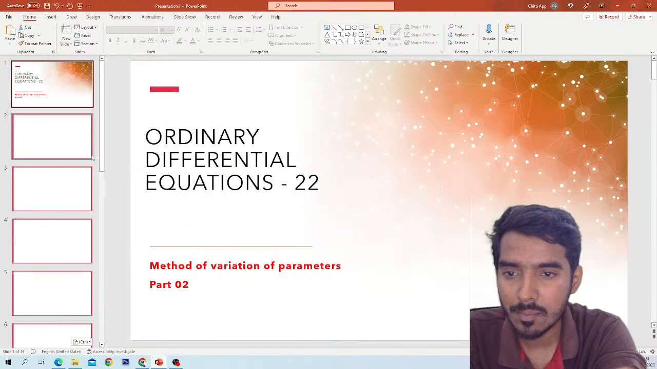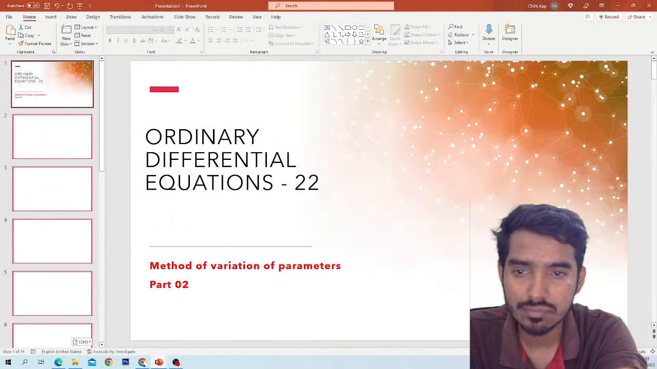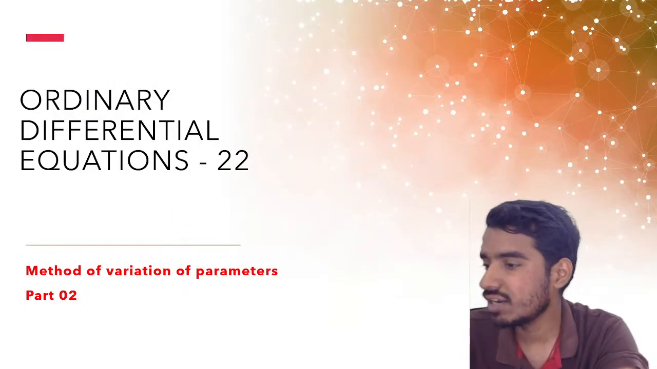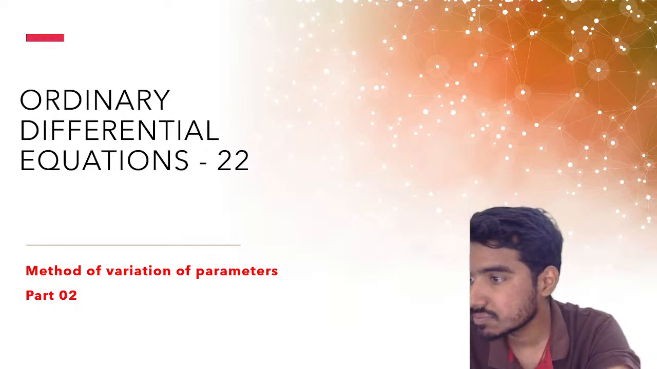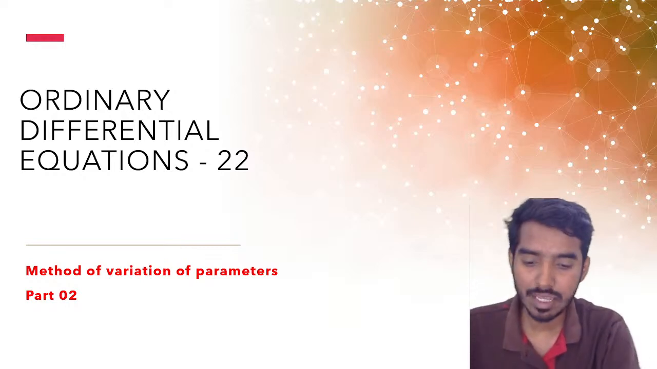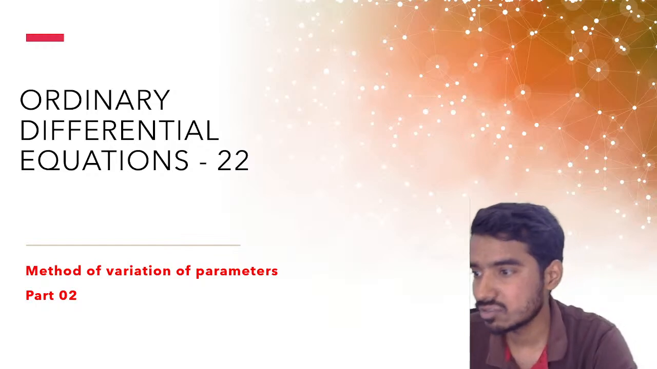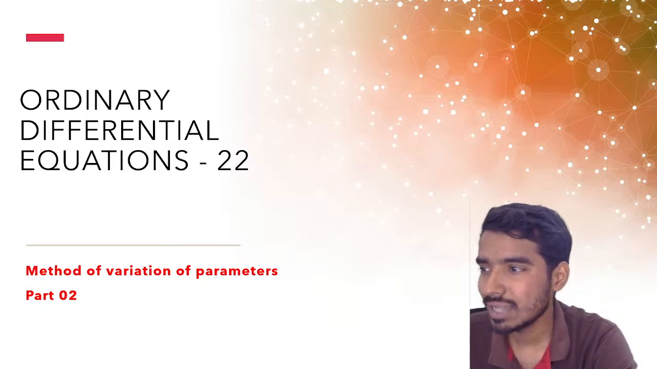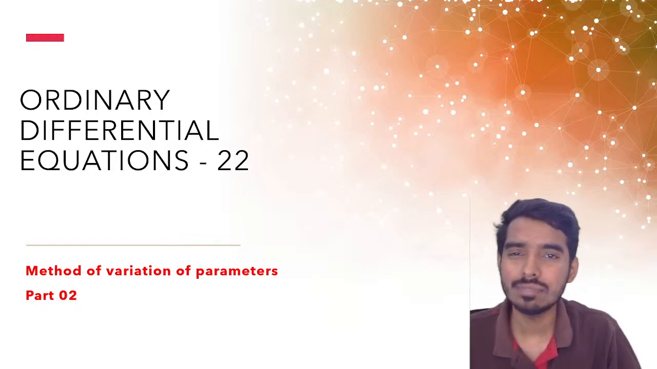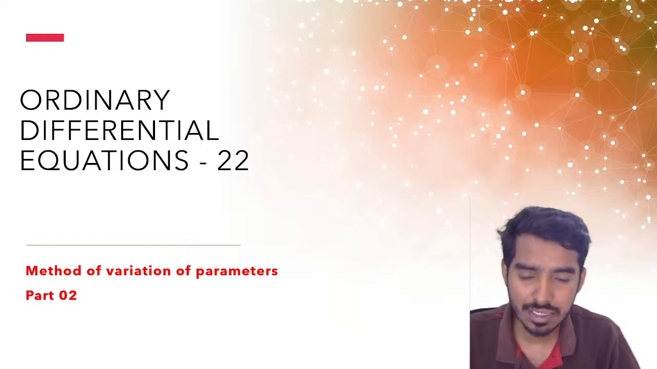Start with the 11th problem. Solve by the method of variation of parameters. We will do it fast. Maximum I'll do another 6 to 7 problems, or 5 to 6 problems, and then wind up.